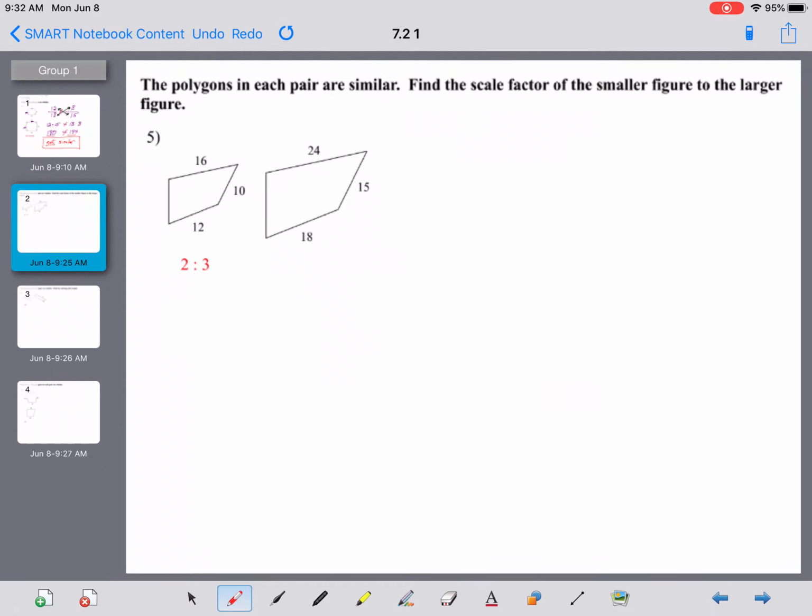Now the directions are important right here. They tell you, everybody, that the polygons in each pair are similar to each other. Okay, so we can put our little tilde right here showing that these 2 figures are similar, meaning that their corresponding angles are congruent and their corresponding sides are proportional. So our directions now are to find the scale factor of the smaller figure to the larger figure. As we talked about in our notes, the order here is important. We're going from smaller to larger, so that's important.